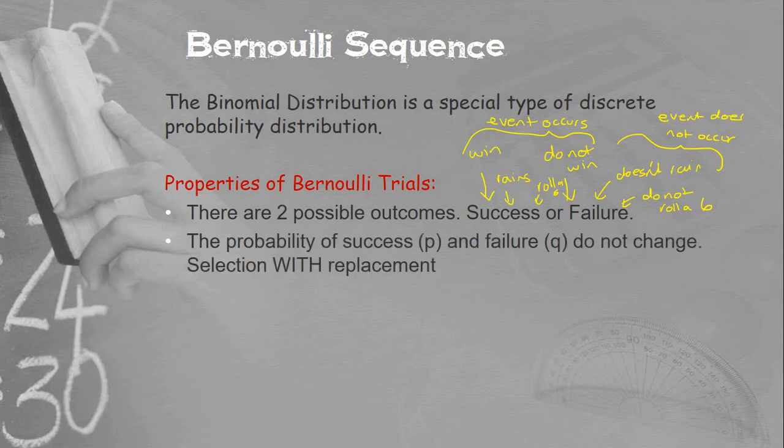Our second property is that the probability of success, which we denote with a P, and failure, which we denote with Q, do not change. So that means that every day the chance of it raining is the same, and every day the chance that it does not rain is the same. It does not depend on what came before. Okay?